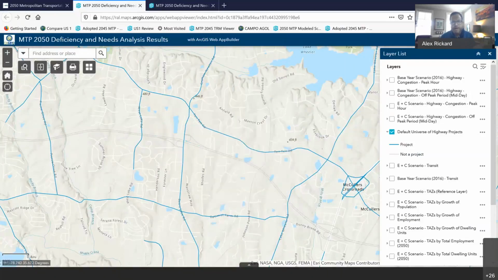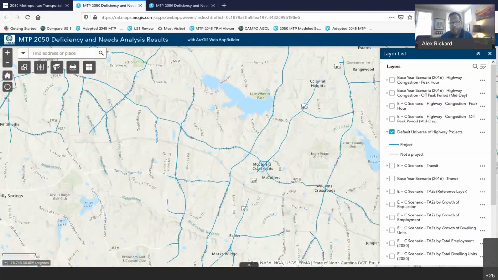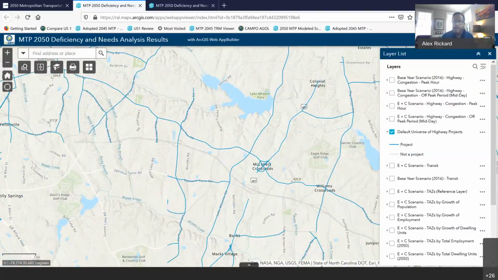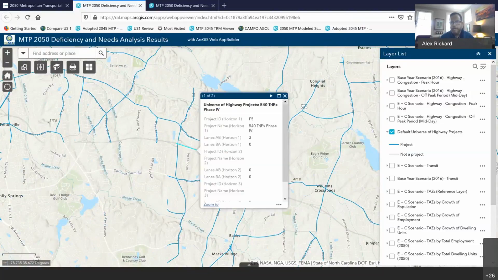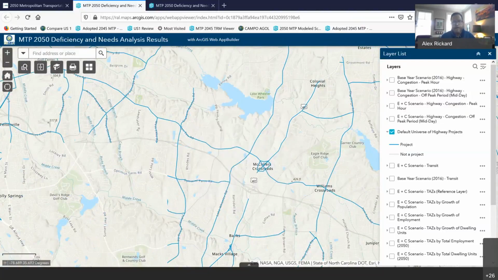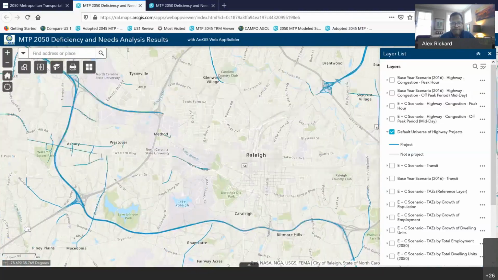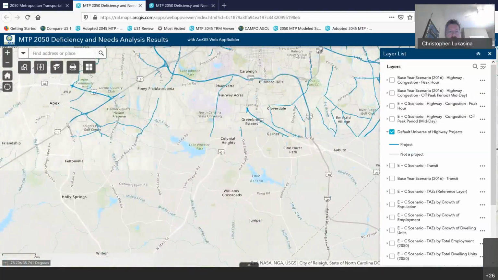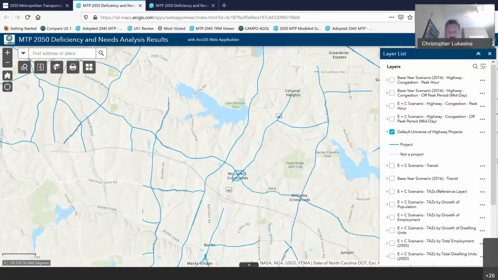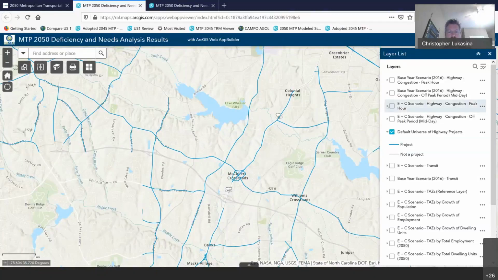So you can see here, this is 540. It is anticipated to be open by 2025, so it's part of our base slash E plus C network, and that's why we're not showing it as a new blue project. Those blue projects, Alex, go ahead. I was going to say, if you stay in that same area, actually on Raleigh, that's fine. Turn on your peak period E plus C tomato map layer.